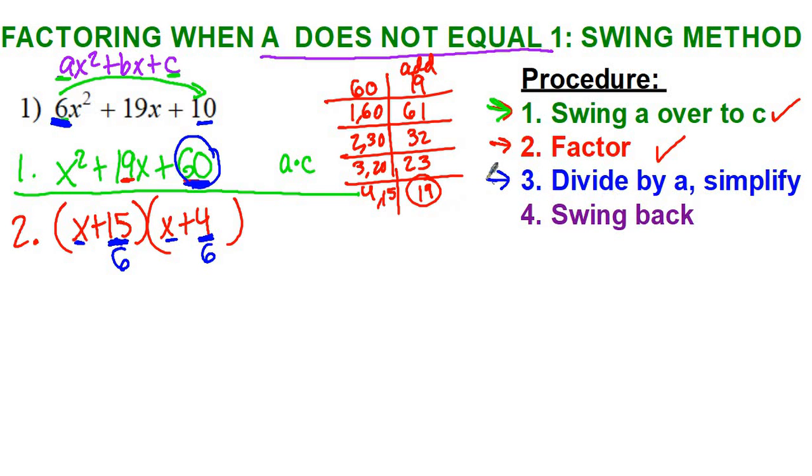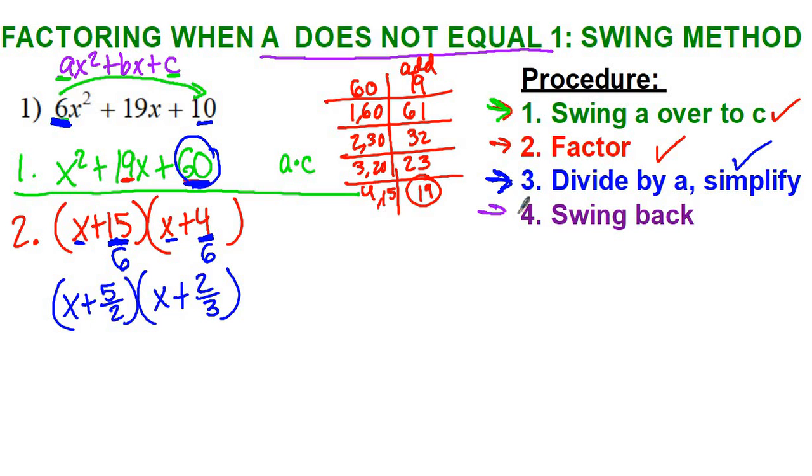Okay, so this is step 3. Divide by a, what we just did, and now simplify. By simplify, I mean if you look at those fractions, they can be simplified. 4 over 6 simplifies to 2 over 3. 15 over 6 simplifies to 5 over 2. You only simplify if you can. In this case, we could. Obviously, if that were 5 over 6 instead of 4 over 6, you can't simplify that. Okay, so we're done with step 3. We divided by a, we simplified.